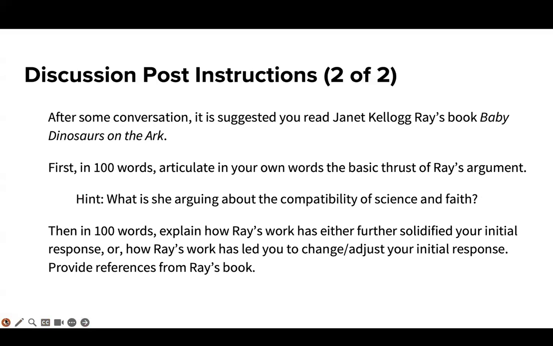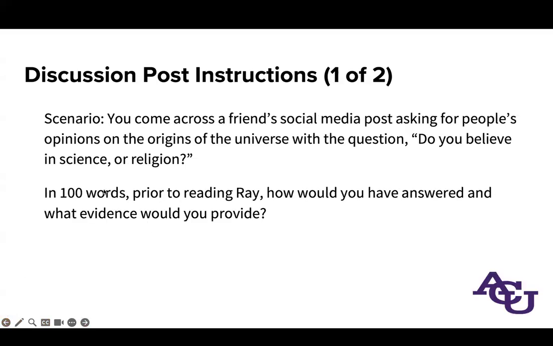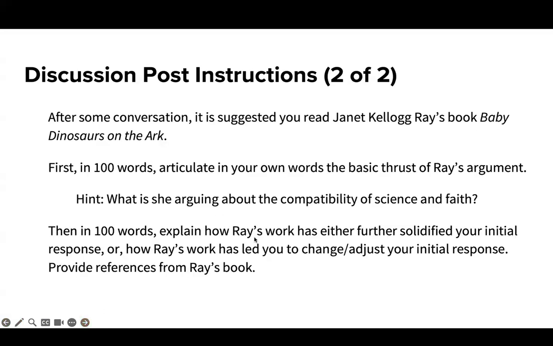Remember, the question on the previous page was, do you believe in science or religion? Hint, she seems to be arguing that there is compatibility between science and faith or religion. So keep that in mind as you launch into the second of the 3 parts of this assignment.